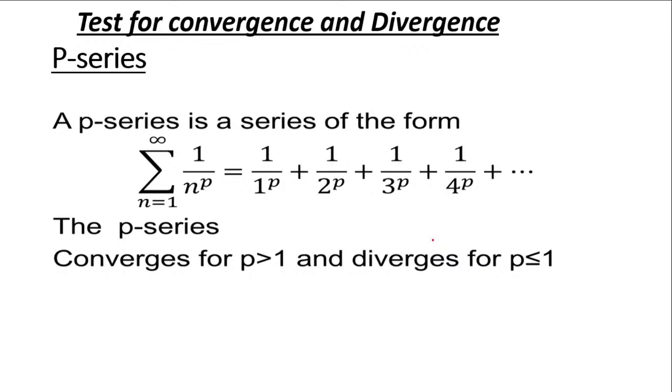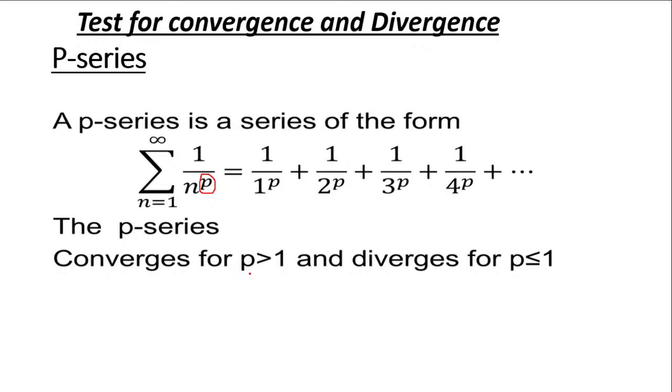Now a P-series is a series of the form 1 over n exponent p. The p can take any natural number, so what is important is the p. The P-series converges for p greater than 1. If p is greater than 1, it will converge, and if p is less than or equal to 1, it diverges.